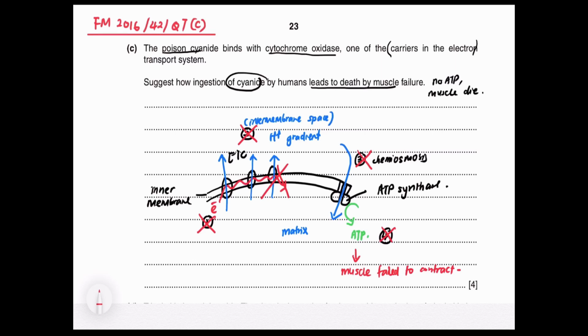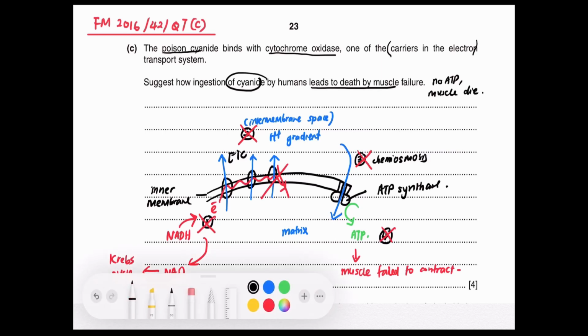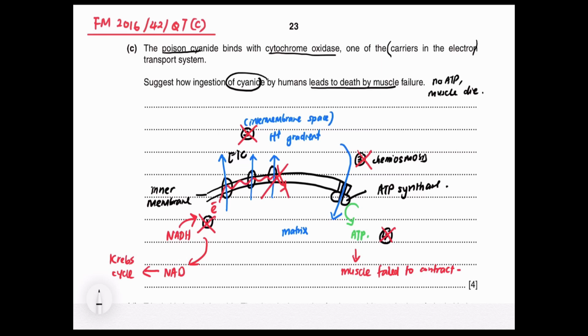One of the marking points here is that the Krebs cycle will stop, because who is donating the electrons? NADH. If NADH cannot be oxidized, it cannot regenerate into NAD. Without NAD, the Krebs cycle will also stop. So this is how you answer this question.